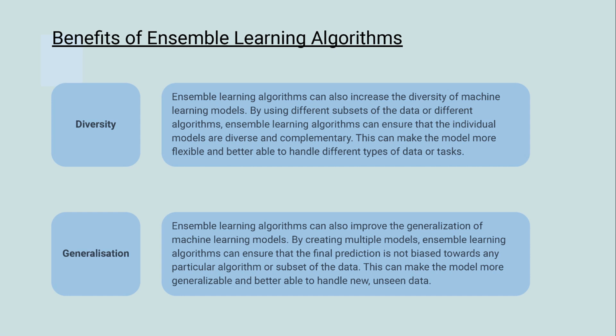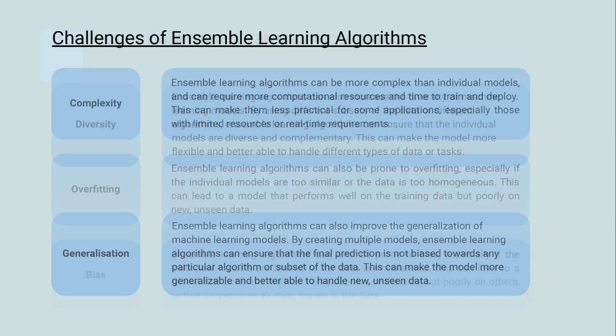Generalization. Ensemble learning algorithms can also improve the generalization of machine learning models. By creating multiple models, ensemble learning algorithms can ensure that the final prediction is not biased towards any particular algorithm or subset of the data. This can make the model more generalizable and better able to handle new, unseen data.